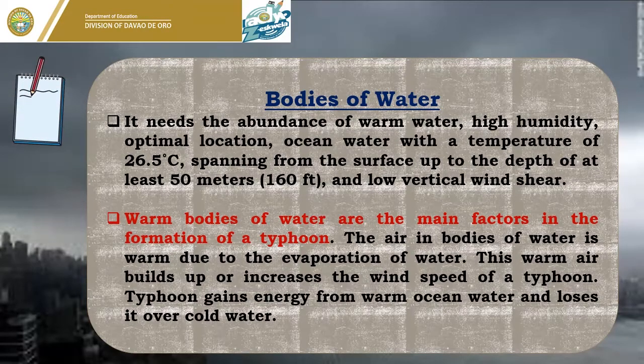The air over the bodies of water is warm due to the evaporation of water. This warm air builds up or increases the wind speed of a typhoon. A typhoon gains energy from warm ocean water and loses it over cold water.